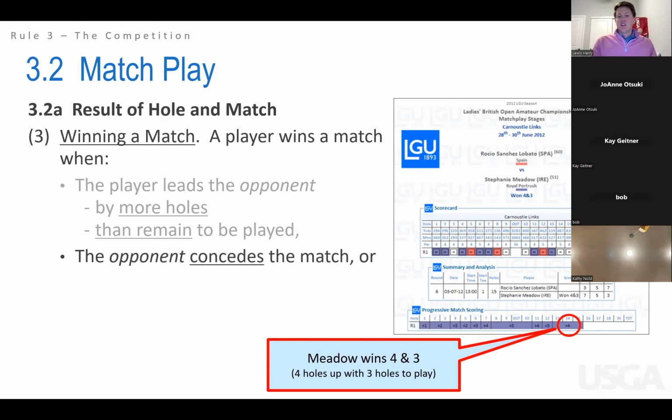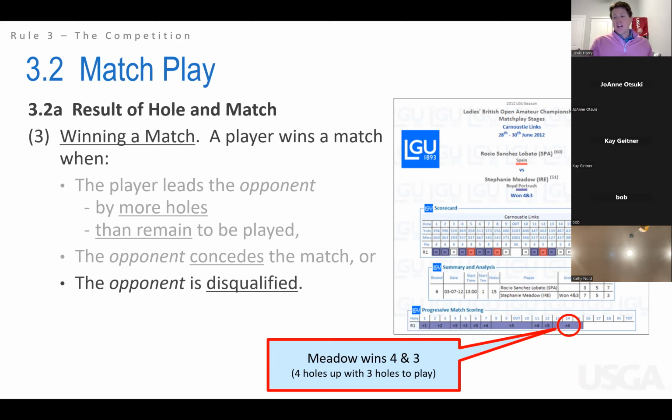Just like in conceding a stroke, if we're standing on the 15th hole and I'm 3 down and I know for sure that I'm not going to win any of these couple holes, and I don't want to keep playing, maybe I'm running out of balls, maybe I'm getting tired, I can just concede the match, or my opponent can concede the match, and that's the end of it. The match is over at that point. The match has been conceded. We move on.